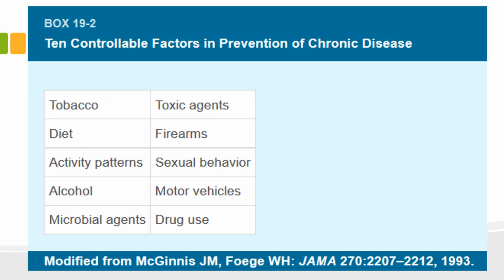And the 10 controllable factors in prevention of chronic disease are the following. And you could see it's really preventable. Avoid tobacco, having a good diet, having good activity, avoid alcohol, hand hygiene, decrease exposure to microbial agents, decrease exposure to toxic agents, responsible firearms, responsible sexual behavior, responsible driving, and avoid drug use.